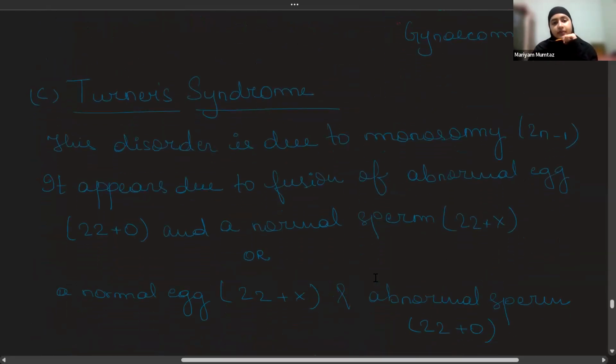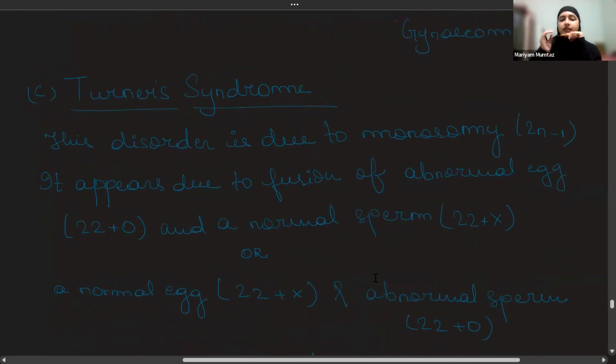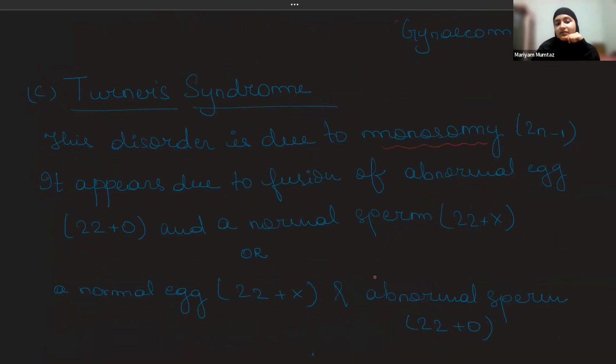Okay, now moving forward, we have Turner syndrome. This disorder is because of monosomy, and monosomy is depicted by 2n minus 1, meaning here in the egg, both the sex chromosomes would be absent. This whole syndrome, Turner syndrome, appears due to the fusion of an abnormal egg, which is 22 plus 0, and a normal sperm that is 22 plus X, or it can be 22 plus Y. But always remember that Turner syndrome usually takes place in females.